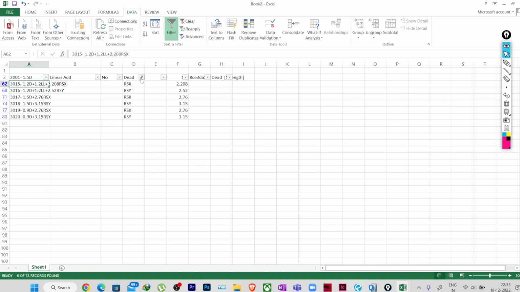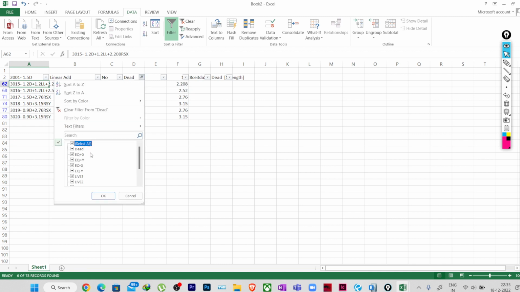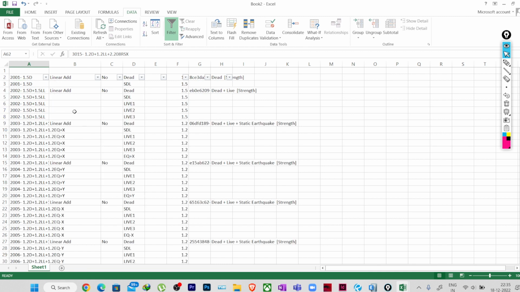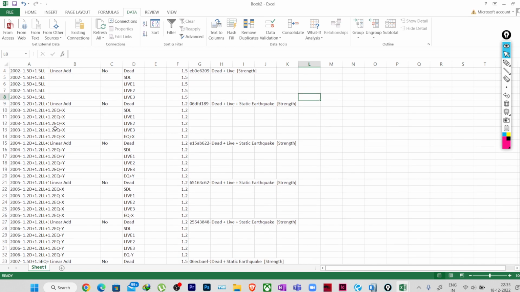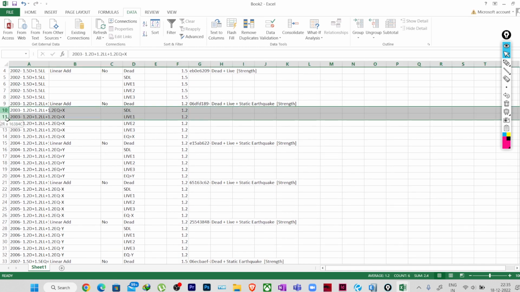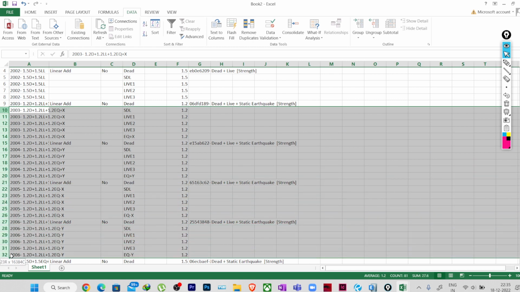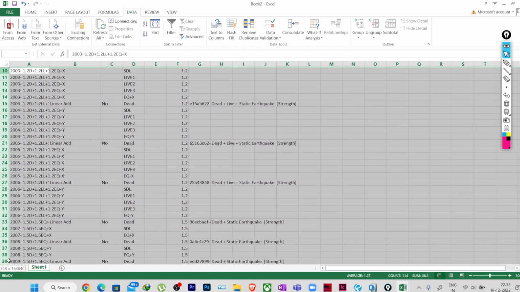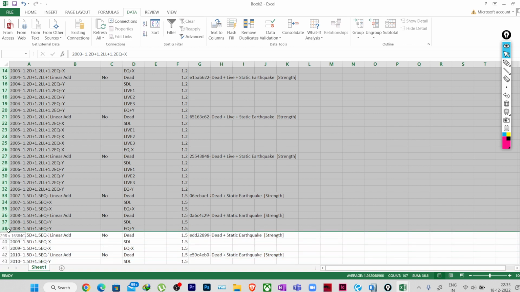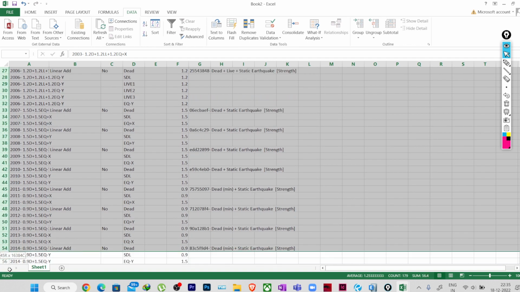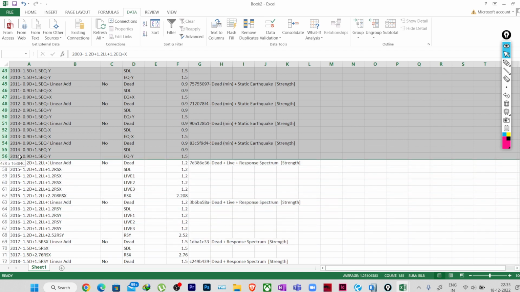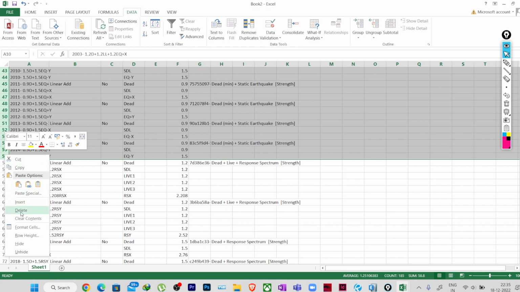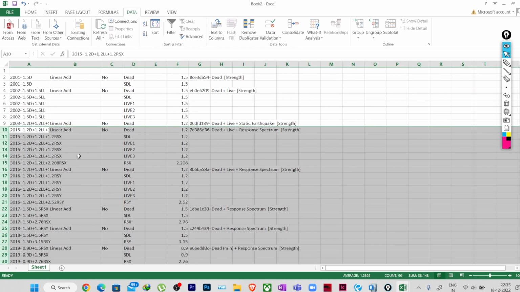Okay, so I'll take all these, and I will remove the filter. Now what I will do is, the static load cases for the earthquake we do not require. We do not require these static load cases actually. So you can see up to here we have the static load cases. I'll right click and delete. Fine.